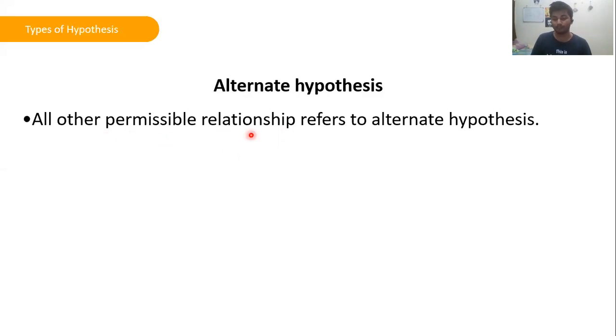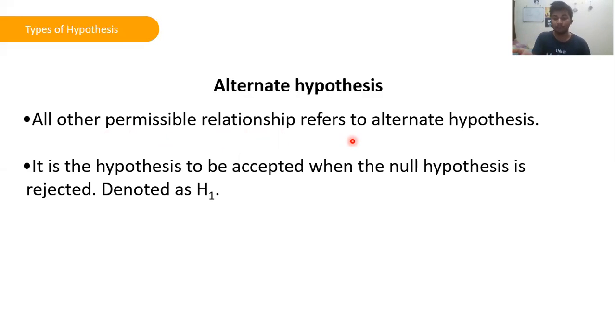So every other permissible relationship refers to the alternate hypothesis. It could be that they are positively related, it could be that they are negatively related. Whatever the relationship is, that comes under the alternate hypothesis. Simply, it is the hypothesis that is to be accepted when the null hypothesis is rejected. It is denoted as H1. Right? So the null hypothesis and alternate hypothesis go hand in hand. You do not describe a null hypothesis, you describe an alternate hypothesis. The alternate hypothesis is the opposite of the null hypothesis and vice versa.